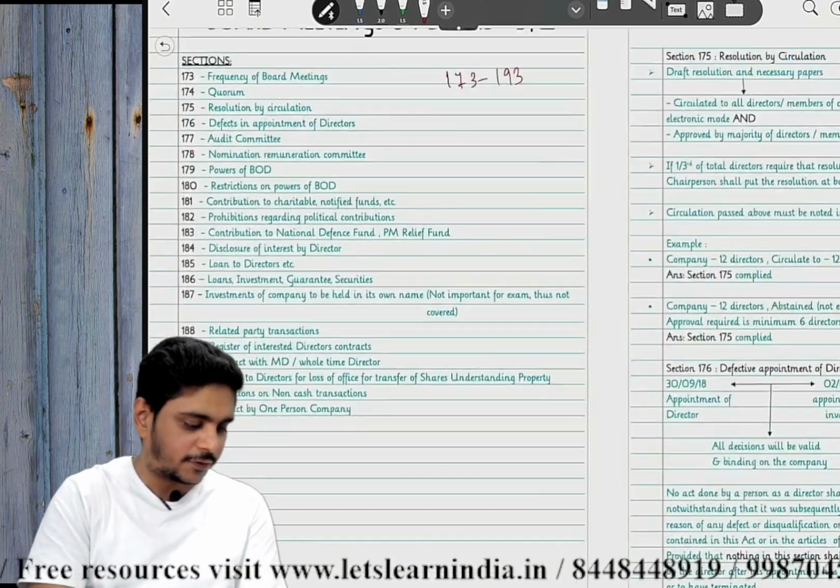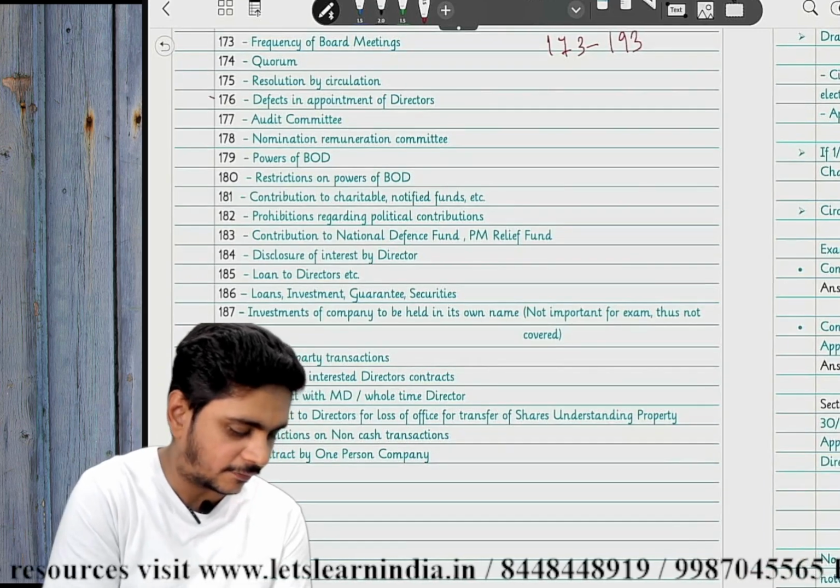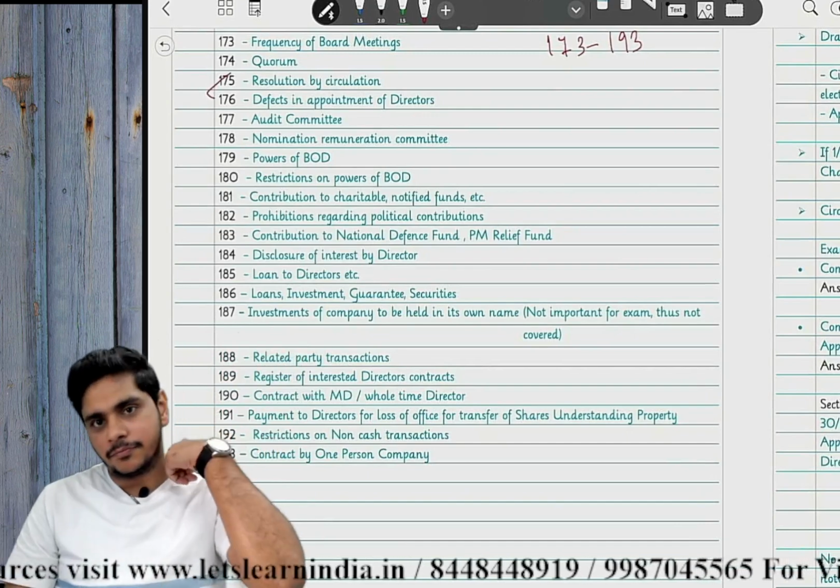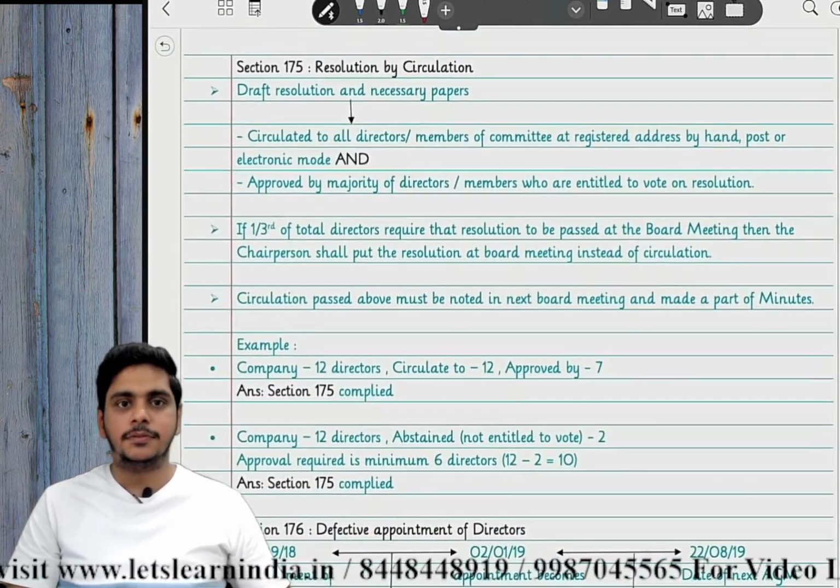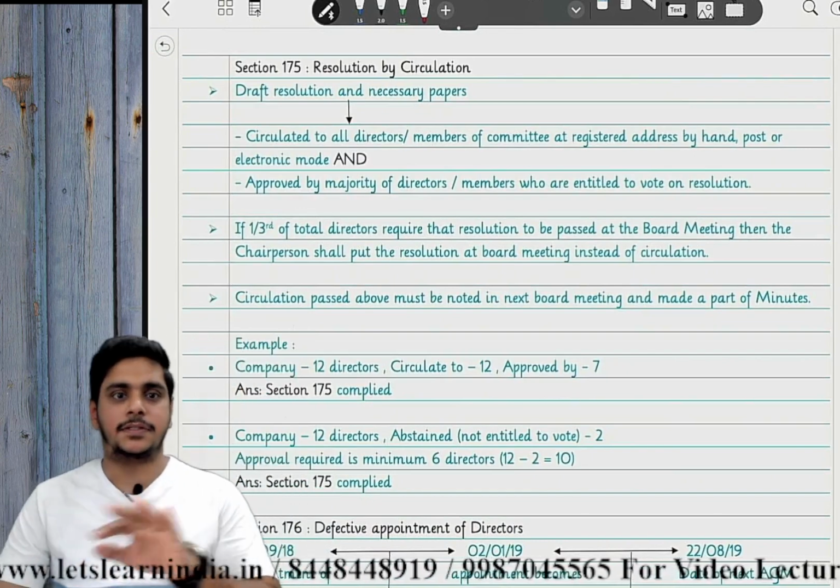So first we start with all the easy part. We start with first section 175, resolution by circulation. Let's start. So it says resolution by circulation, 175.